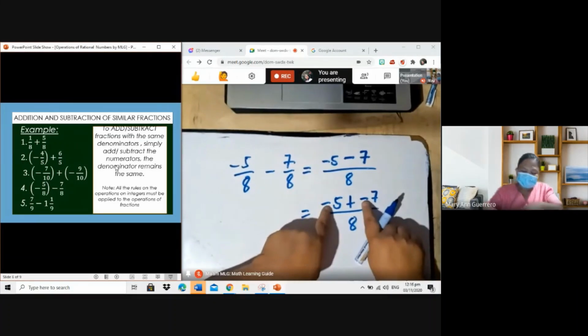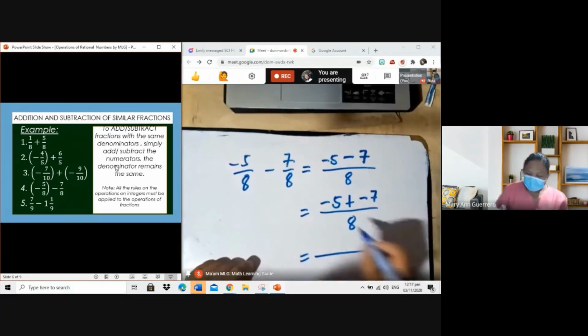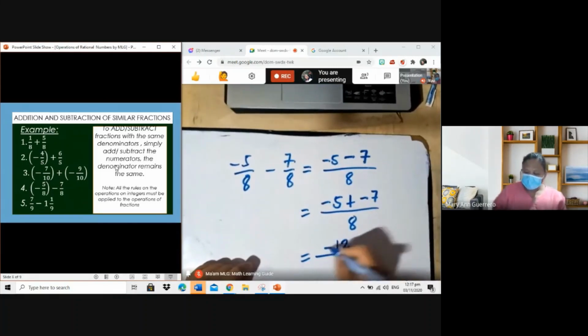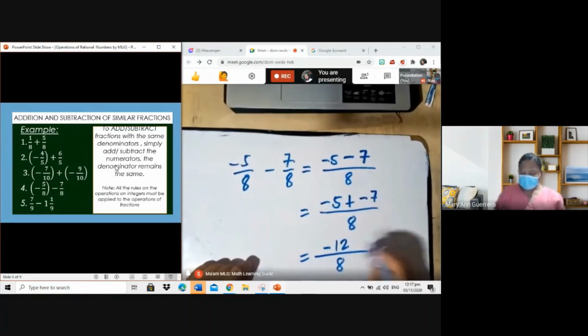two negative integers, add their absolute values. 5 plus 7 is 12. Get their common sign, all over 8. So is this the final? No, pareho pa rin even yan.